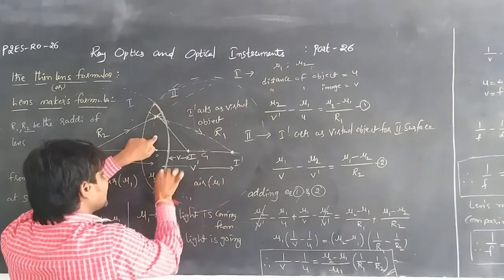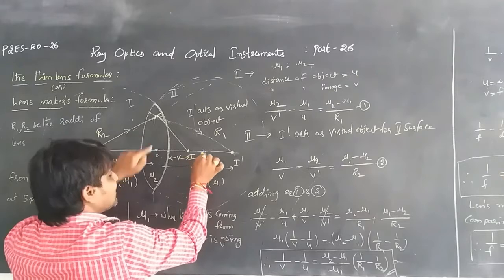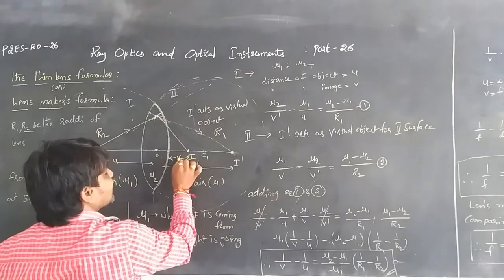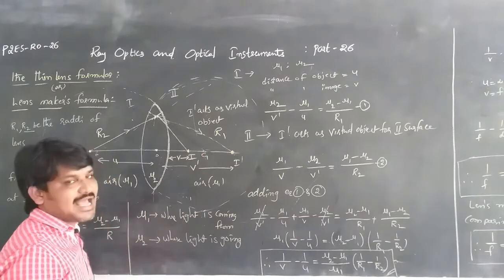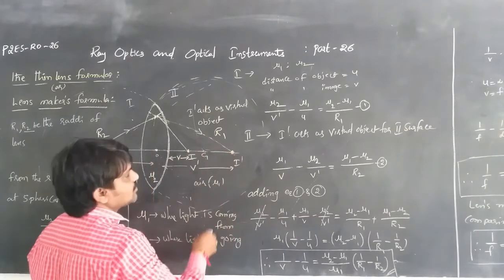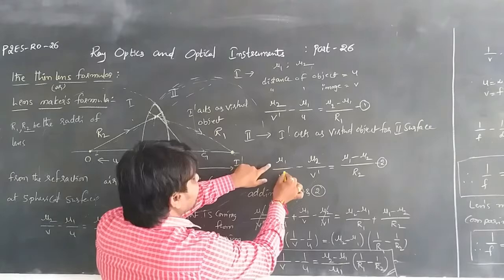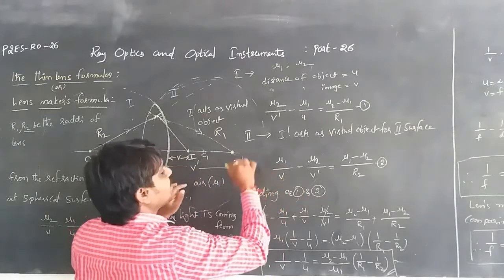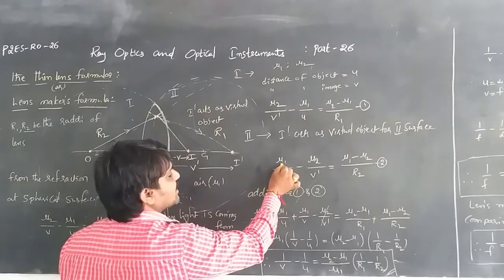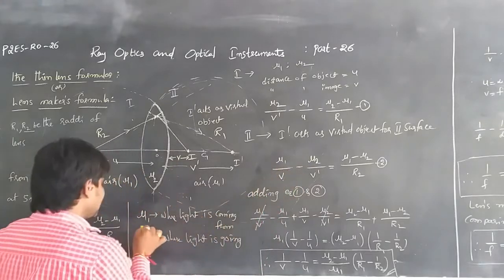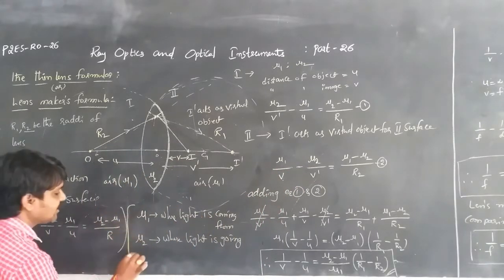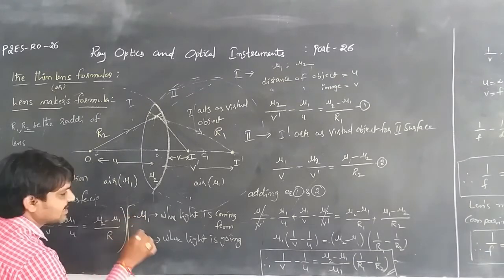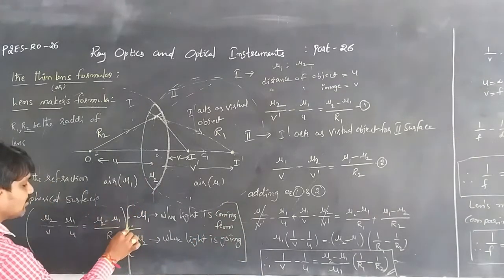If we consider the second spherical surface, the real image is formed at a distance of v on the principal axis. So we get mu 1 by v, since the image is formed at a distance of v and the light is going into the rarer medium. This is the explanation for this formula.